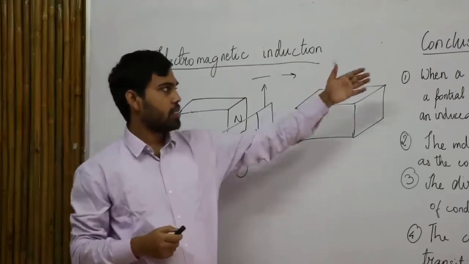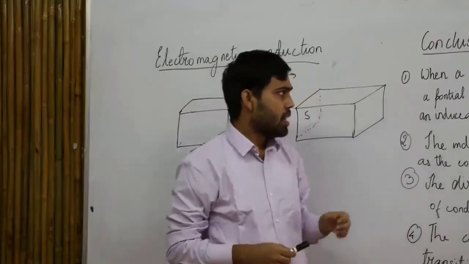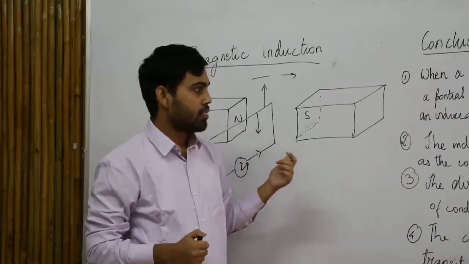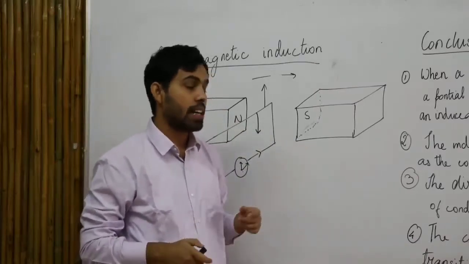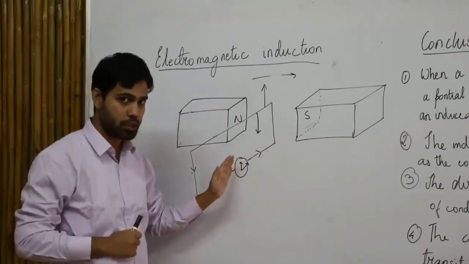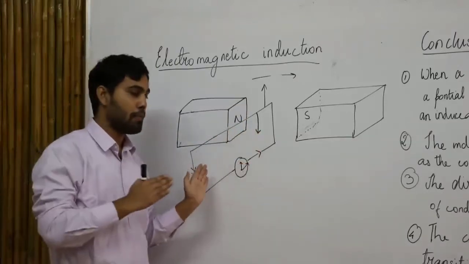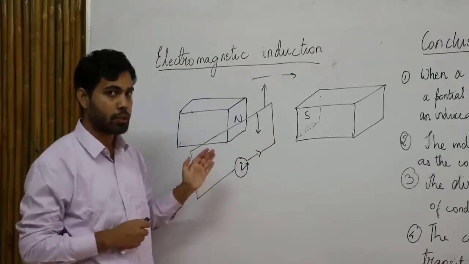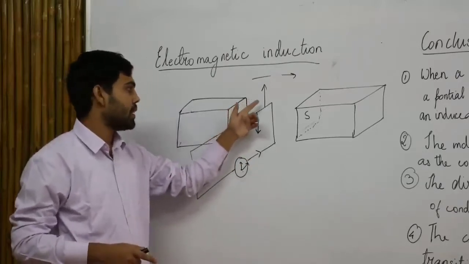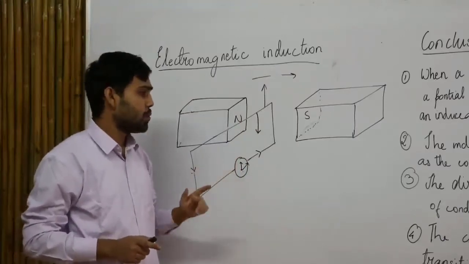Now let's look at the conclusions which I can draw here. First, when a conductor is moved in the magnetic field, a potential difference is induced in the circuit due to which a current is induced in it. The induced current flows in the conductor as long as the conductor is moving. As long as I move the conductor, the galvanometer will show some deflection. But when I stop the movement, the galvanometer will come back to its initial position and will not show any deflection. This indicates that there is a flow of current only when the conductor is moving. When it is at rest, there is no flow of electric current.